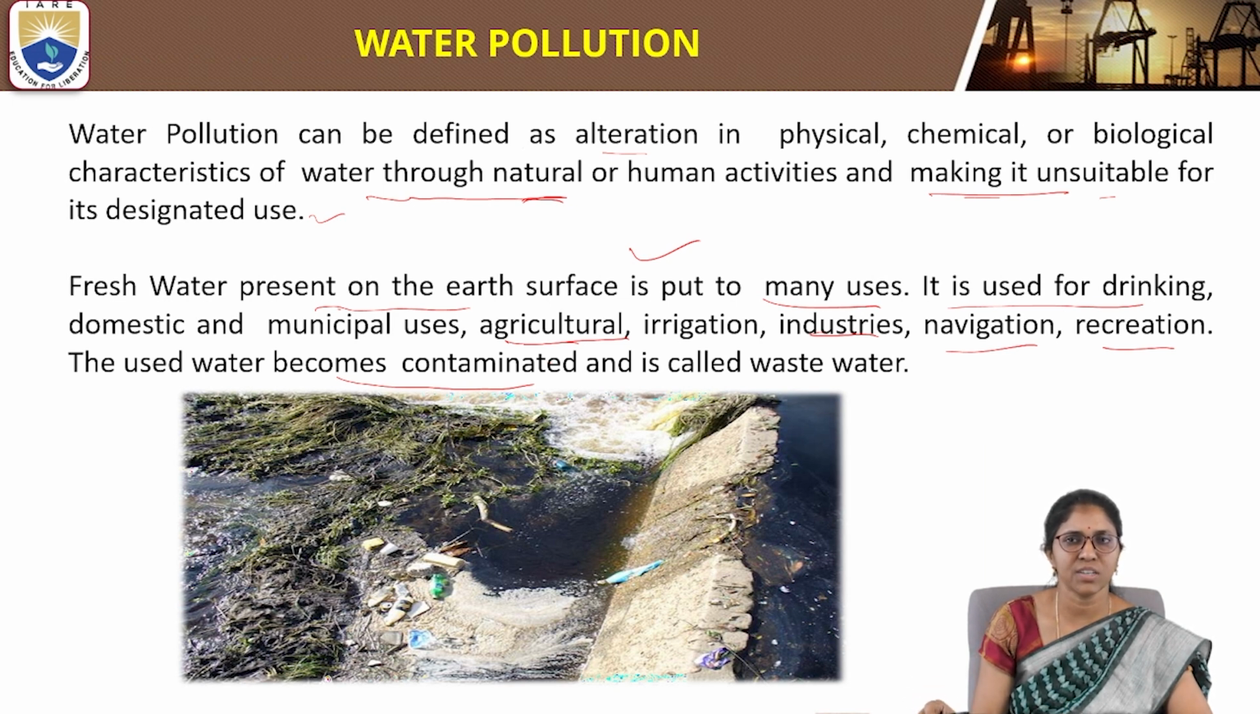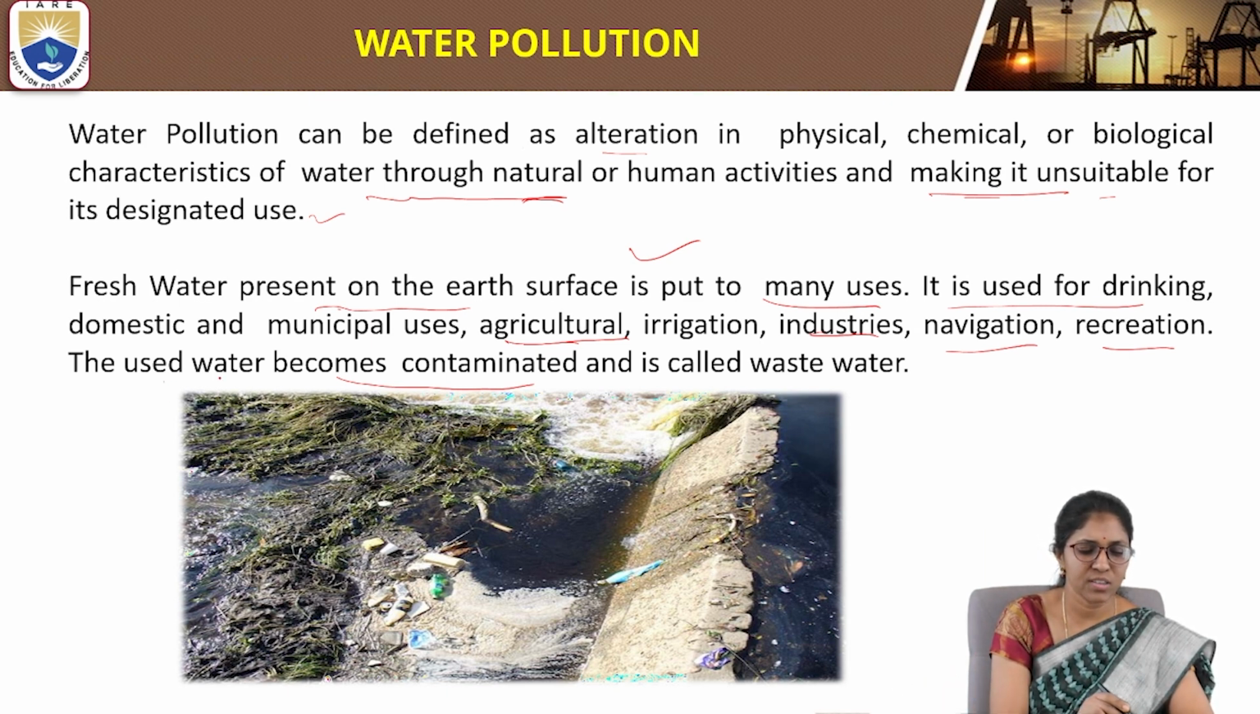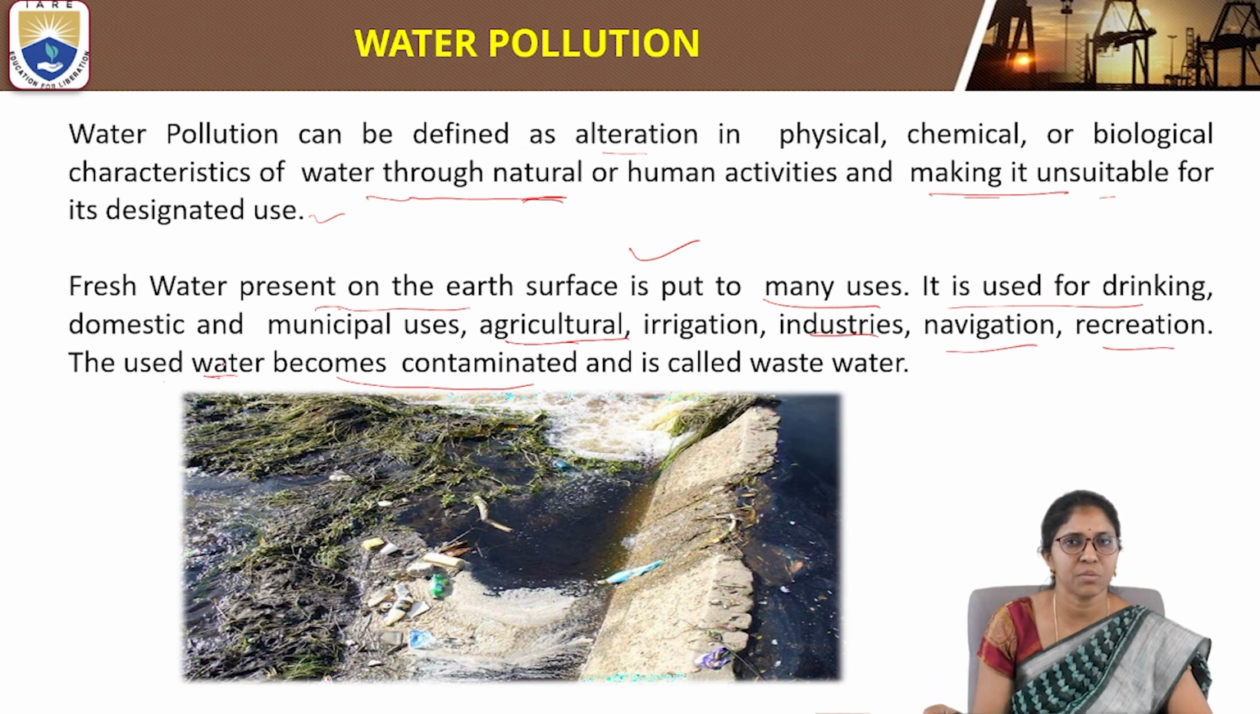We are using water for different purposes, but we are also contaminating the water. The water used by agriculture, industries and navigation becomes contaminated, and this is called wastewater. This is called polluted water.